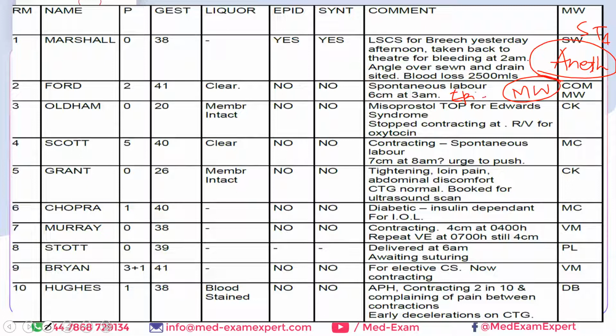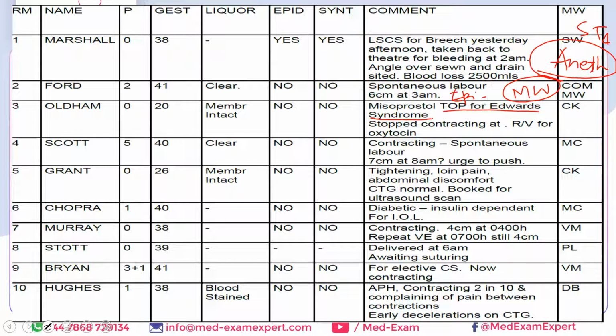Now coming towards room number 3, I can see she's primipara. Her gestation is only 20 weeks, her membranes are intact, and she is here for termination for Edwards syndrome. Her misoprostol has started, but her contractions have stopped. So she is R/V for oxytocin. What do you mean by R/V? Review for oxytocin.